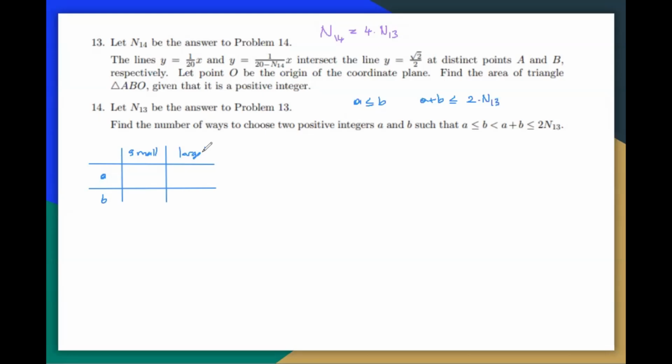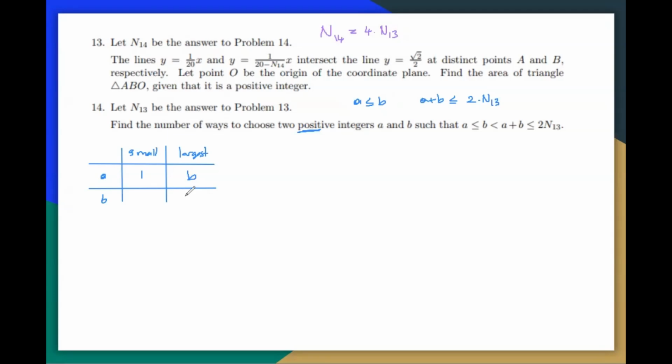and I'll take this as the smallest, and this is the largest. Since we are interested in positive integers, and A is smaller than B, the smallest A has to be 1. And the largest A can be at most B. They are equal to each other, but A cannot be larger than B. So which means the largest A should be our B. Okay. But what does that look like?